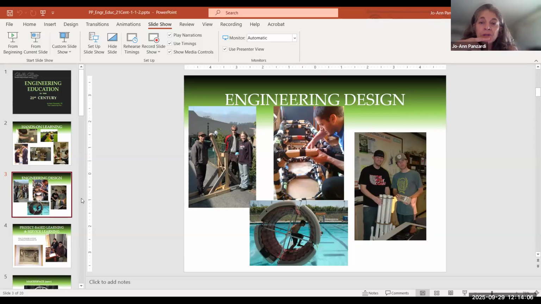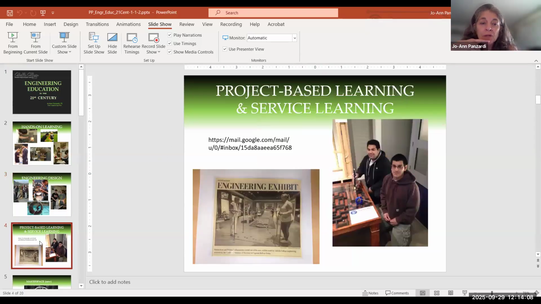Okay, engineering design could also be called project-based learning or service learning. So a regular design project, you're just designing a project. It may be for a purpose or not. It may just be a school assignment. But when you're doing a service learning project, you're really designing something that's going to be used by the community in some way.